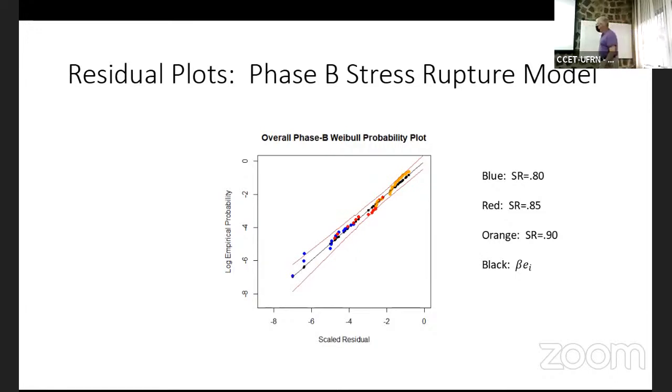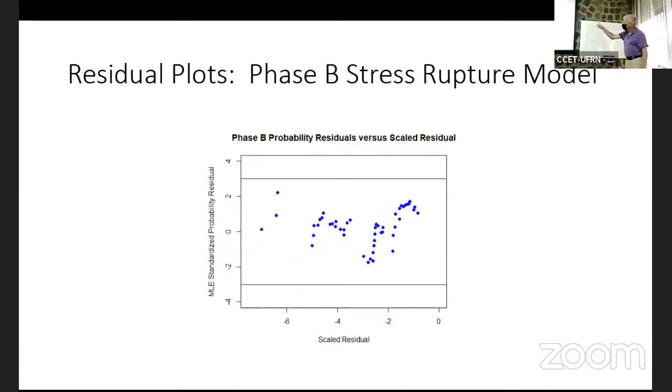The only difference between this and the Minitab plot is that this is a little wider because I made it 3 standard errors. Are we okay? Next plot. But doesn't that look like a normal residual plot that we would see in regression? And what do we do here? I am now plotting the standardized probability residual against the scaled residual. And now I have interpretation. So far, so good?